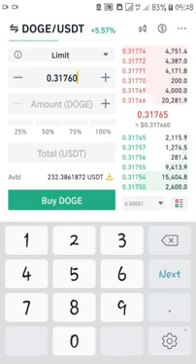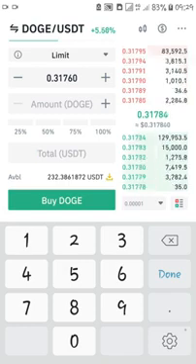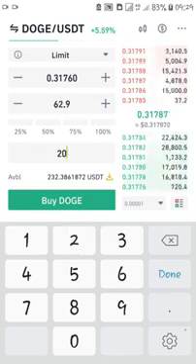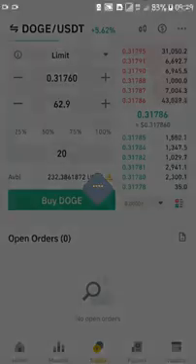So what amount of Dutch do I want, and the total USDT? So I want to invest 20 USDT. Once I put 20 here, you will see the amount of Dutch I'll get. So once I invest 20 USDT, they will give me 62.9 Dutch. So the price I want to buy it at is 0.31760, lower than the market price. So I'll just click on buy Dutch.